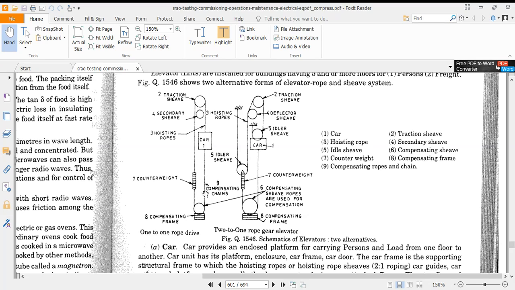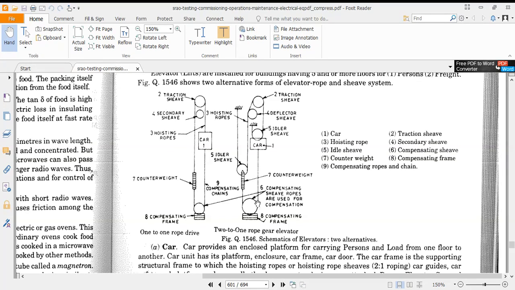And to make the car go down, what we do is make the motor run in the clockwise direction. So when it is moving in the clockwise direction, can you see? This counterweight will go up, therefore the car will come down. So this is the arrangement of the elevator system.